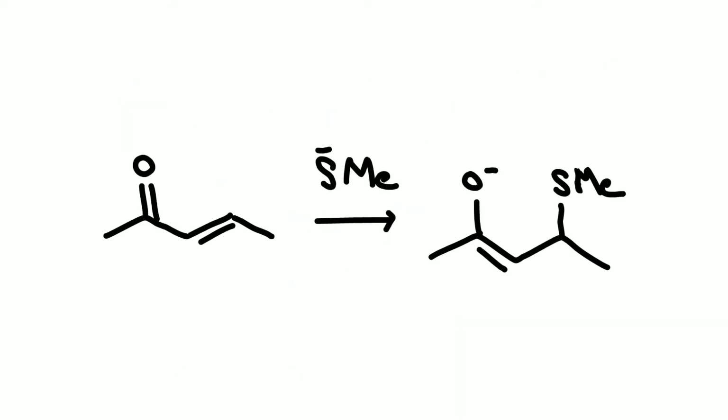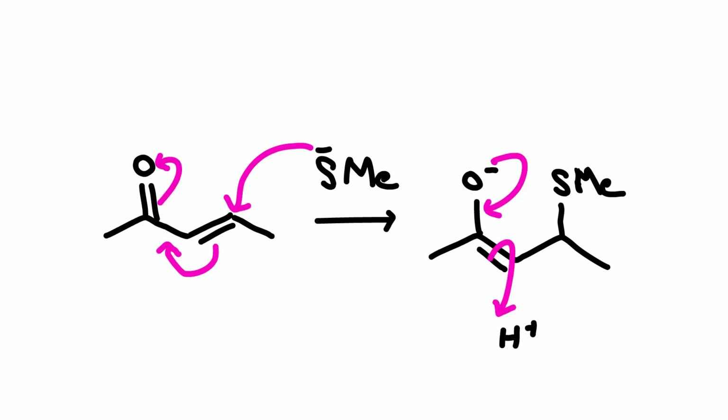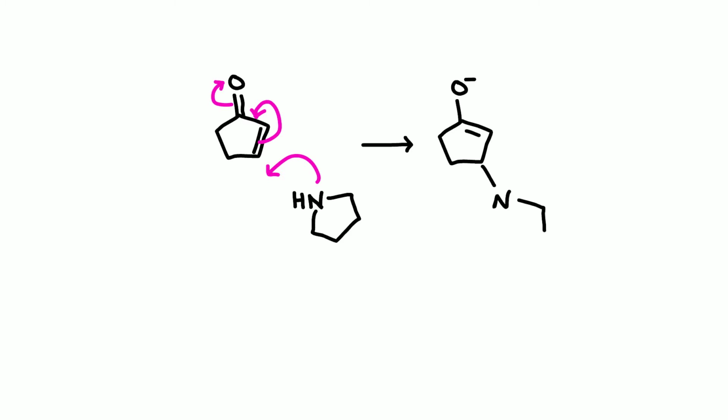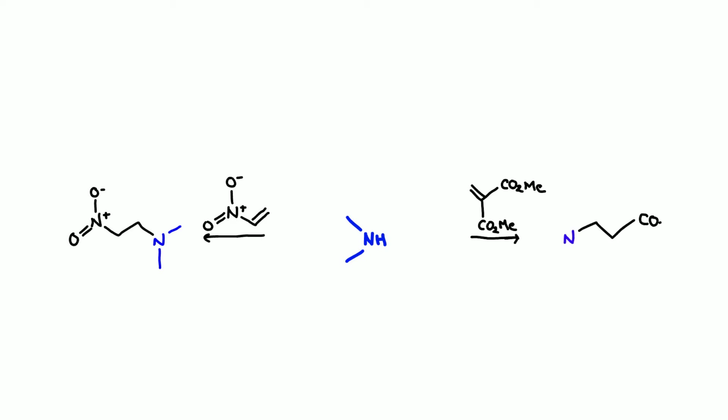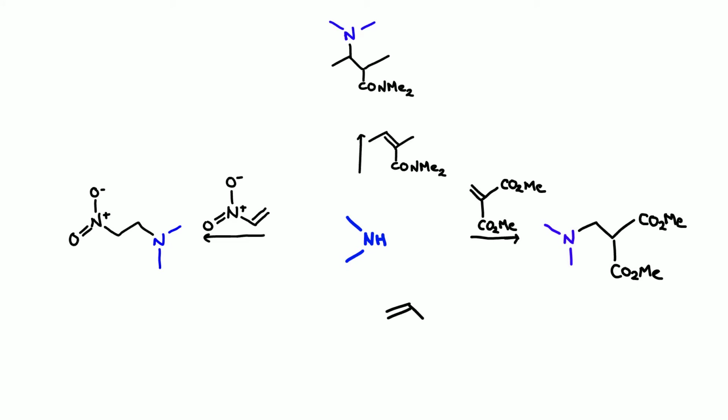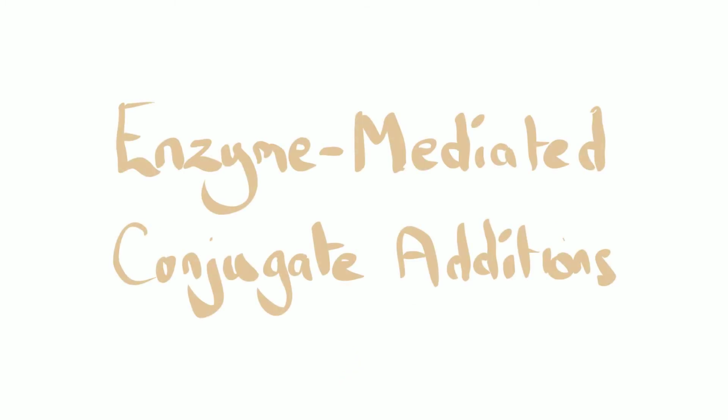For example, the nucleophile could be negatively charged, as in this thiolate, or it could be a neutral nucleophile like pyrrolidine, adding to a cyclic enone. Any good electron withdrawing group on an alkene will facilitate this process, like a nitro group. Two ester groups on an alkene will make it easily electrophilic enough for these reactions. The electron withdrawing group could be an amide or a nitrile.